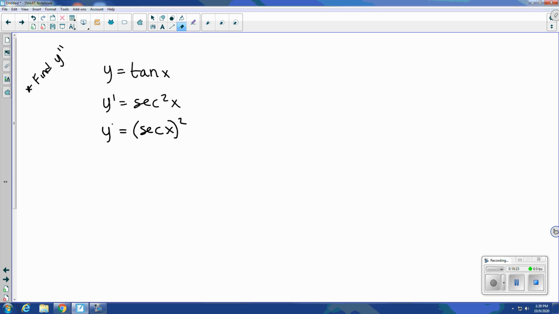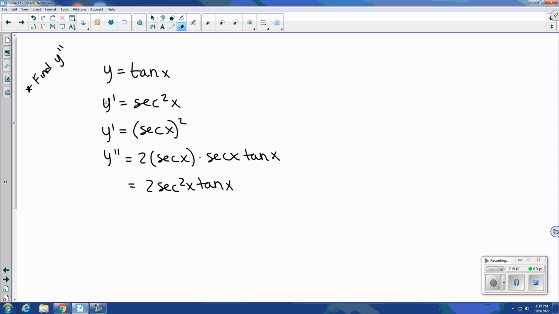How we can see the composition. So power function on the outside, subtract 1, times derivative of the inside, which is secant x tan x. So cleaning that up, 2 secant squared x tan x. And there's your second derivative. So get used to getting the habit of reformatting trig functions with exponents so that you can see the composition.